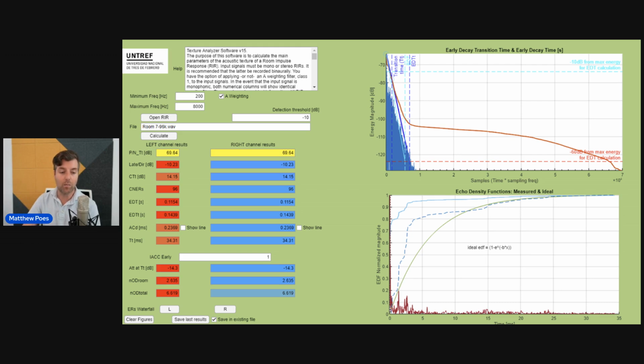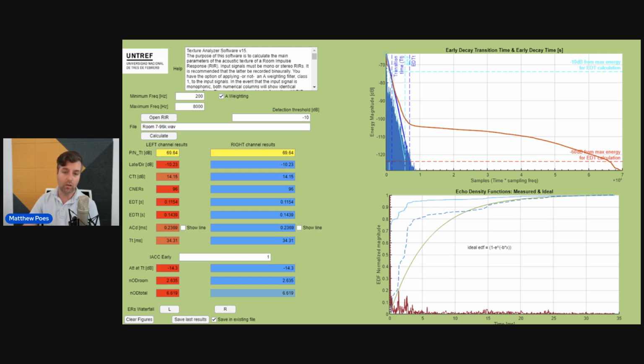And you can see that in these measurements. The NOD total at 6.619 is not good. That's enough to have a distortion to it. The NOD room value of 2.635, also not good. It's too high. It's not as bad, but it is definitely too high. And then if we look over at the EDT, we see it's 0.115. The room is just dead, and you can see that here.